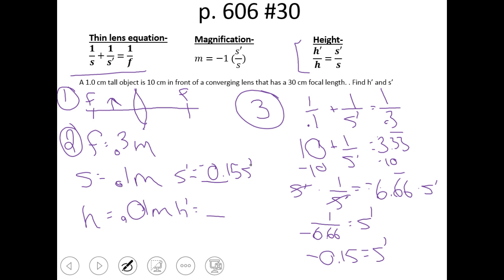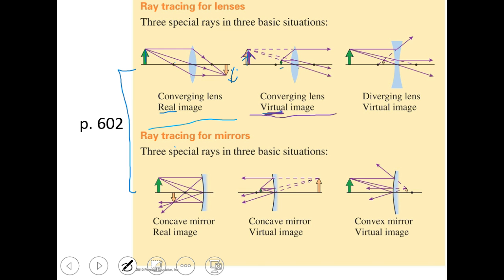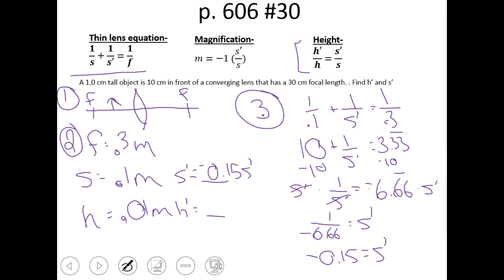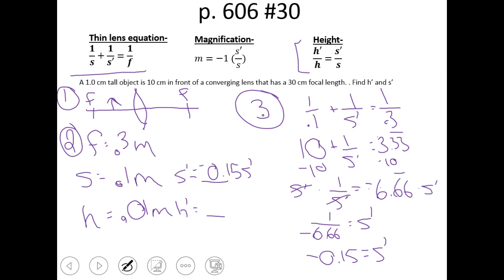And I need to double check the sign convention on this s prime. So I'm going to go back to my handy dandy table, and okay, s prime is negative if I've got a virtual image. And well, okay, whew, that checks out. So for a converging lens with the object inside the focal length, yes, I do have a virtual image. So that answer makes sense, right? And those are my checks. If you can ray trace, this is easy. If you are not good at ray tracing, you really need this cheat table to make sure that you are doing it correctly, and you need to be drawing your own pictures.